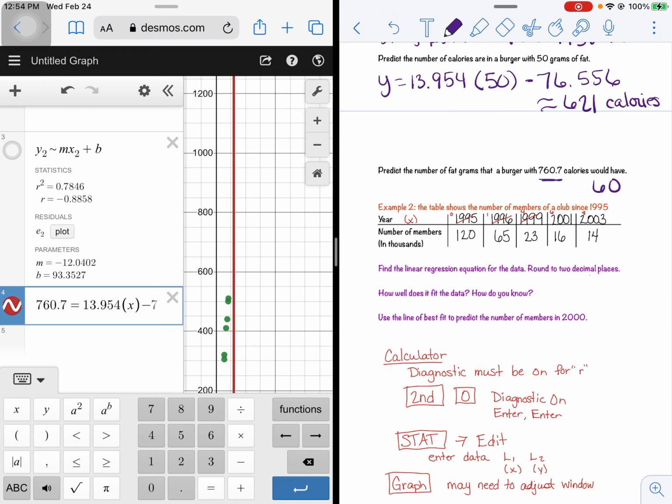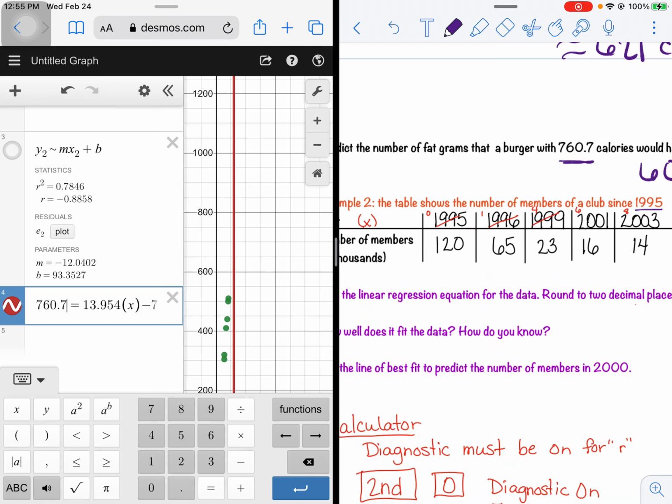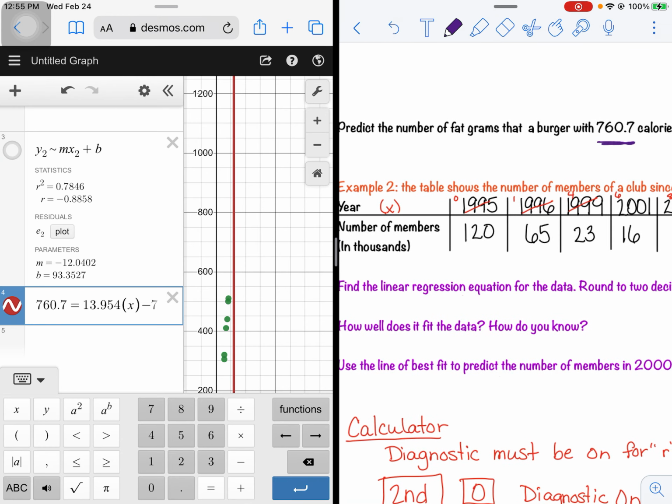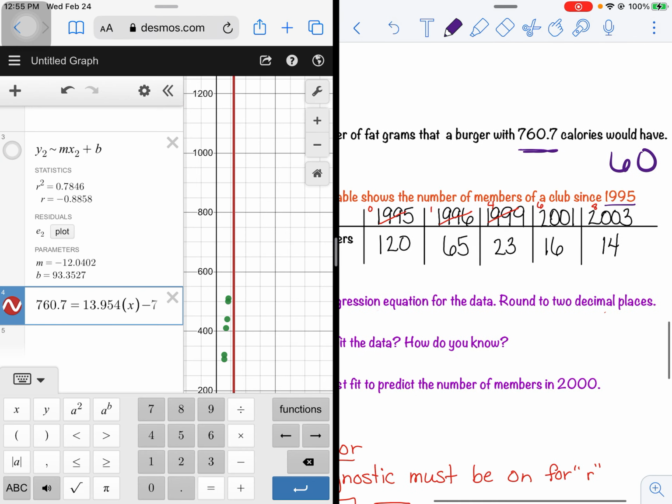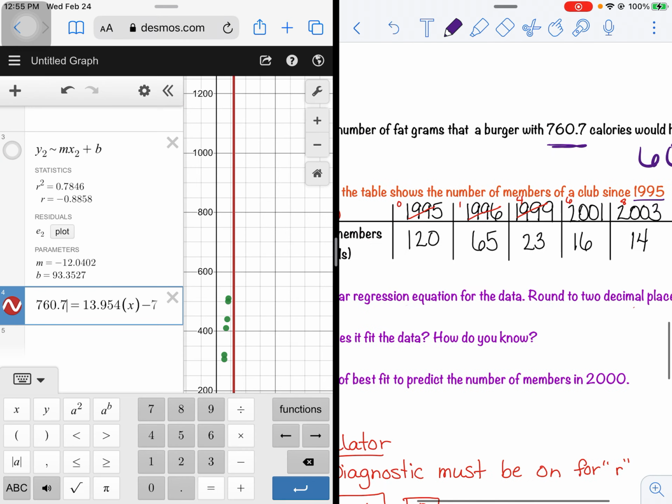So example 2 shows a table that has numbers of members in a club since 1995. Now with years, you have to think about changing them. If you put 1995 into Desmos or into a calculator, it's going to calculate it as 1,995, not as a year. So we're going to think about our very first year as being year 0. And then progressively year 1, year 2, 3, 4, and so forth. So I have marked out our years here and put 0, 96 would be 1, 99 would be 4, and 2001 would be 6, and then 2003 would be 8.